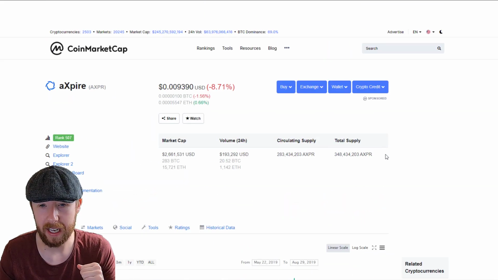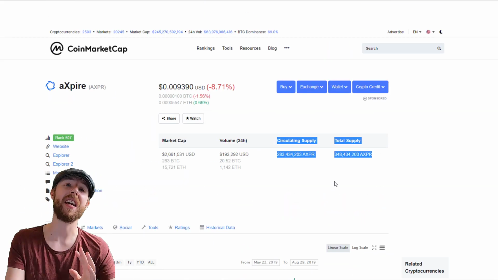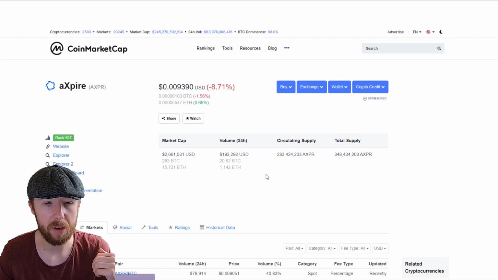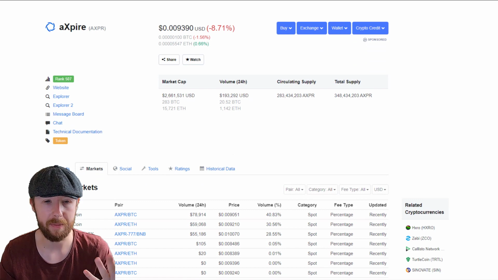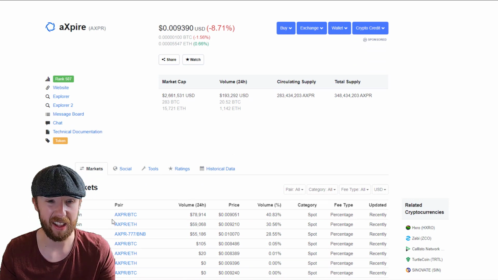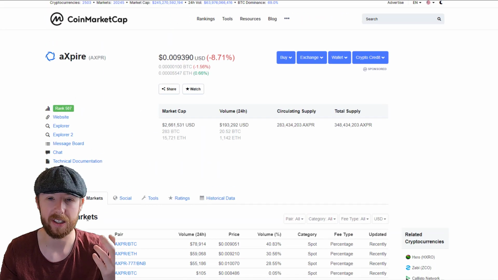But most importantly, the supplies, look at them. They're pretty low, they're not massively inflated, they're not stupid. The market capitalization of the company is pretty big, but the volume's not too bad at the minute either. There's a decent amount of volume going through KuCoin and through Binance Dex. That's why I only recommend it. I don't even bother touching the other ones. There's no point at all.